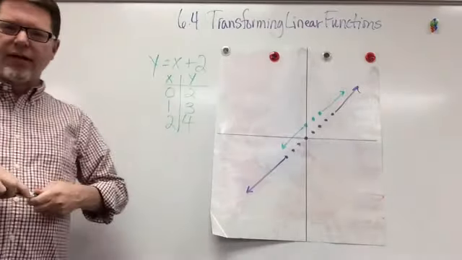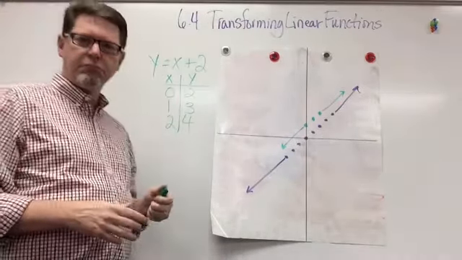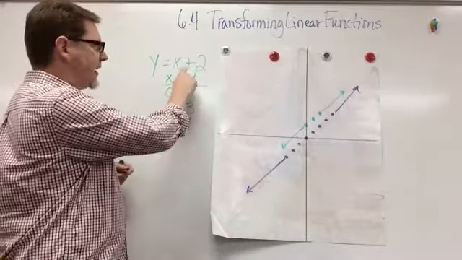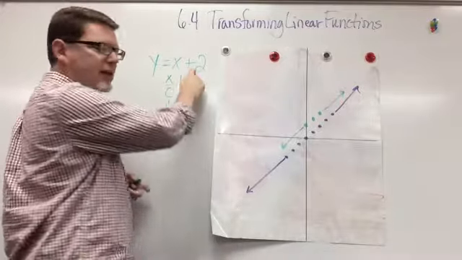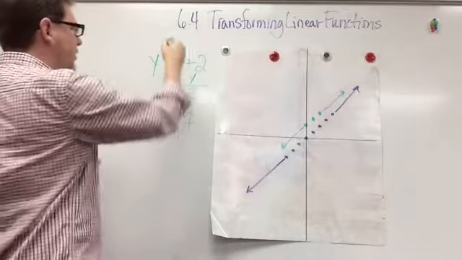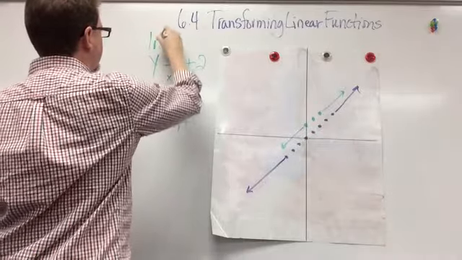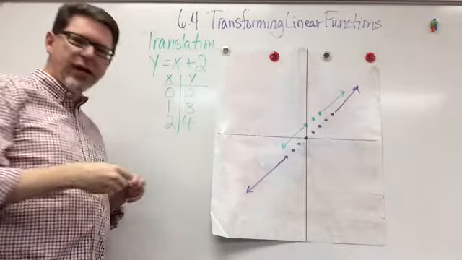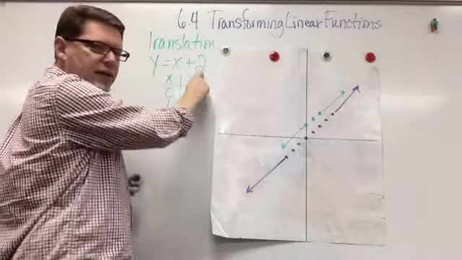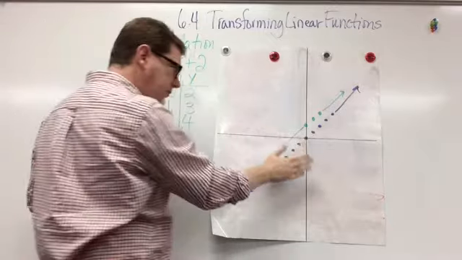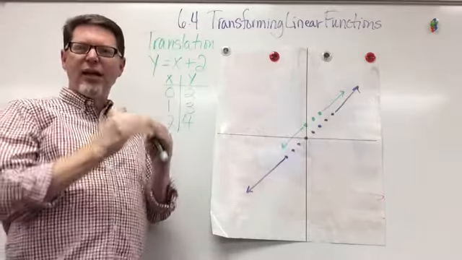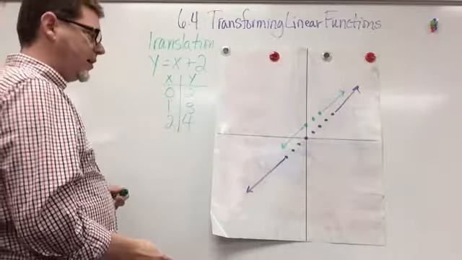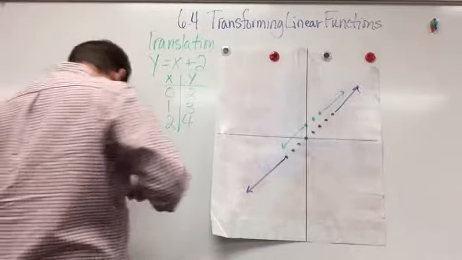Now what do you notice about those 2 lines? Yes, they are parallel, exactly. But what I did is I shifted the entire line up 2 places. So we call this a translation. With a translation, b is the one that changes, and it just moves the line up or down on the y-axis.